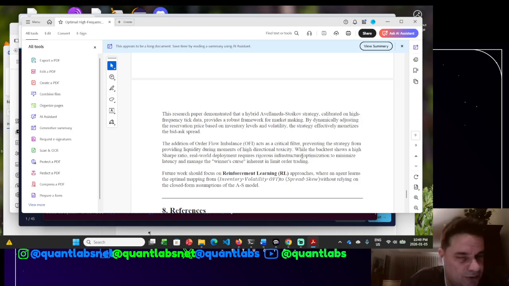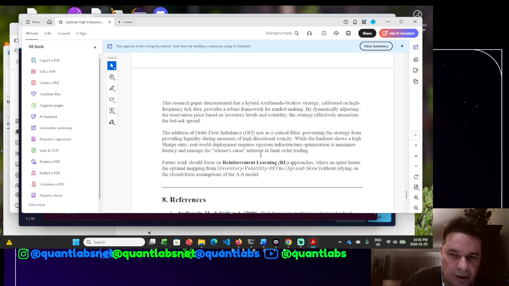When running the back test, which we've already done compared to other strategies, we've run the back test both in JavaScript and Python. We want to show a high Sharpe ratio, real world deployment with a rigorous infrastructure, optimization to minimize the latency and manage the winner first. Inherit and limit order trading.